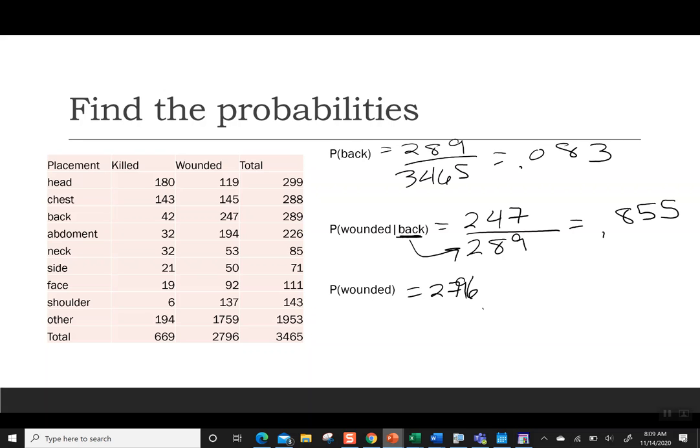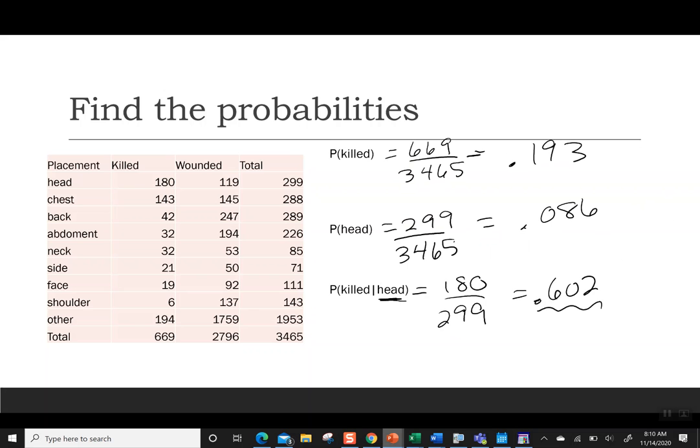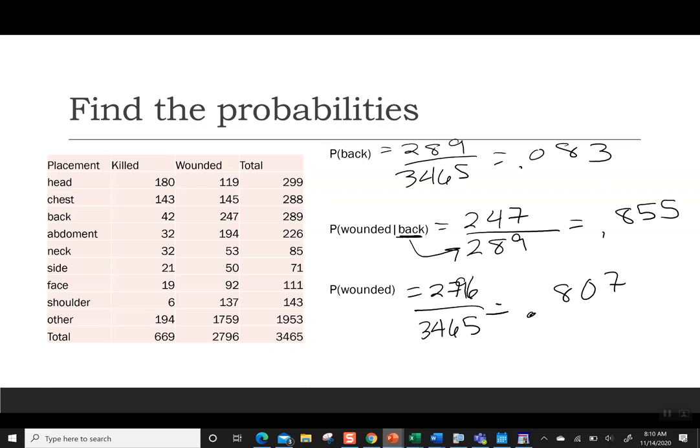2,796. Just put that in there. Over 3,465. So 2,796 divided by 3,465. This gives me 0.807. You should expect that anyway. Remember we said there's a 19.3% chance that you die, which means there's an 80.7% chance that you live.